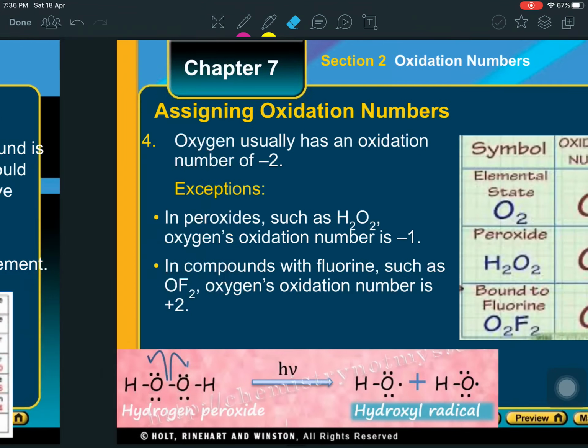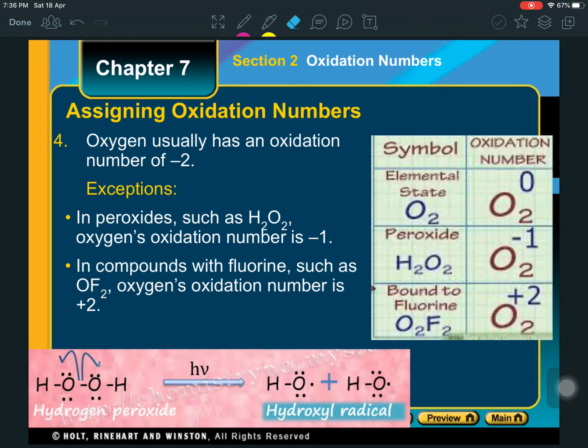All right, so now we get into oxygen. There are several rules, but as soon as you see an oxygen in a compound, you can just come back to this slide and assess the situation that you're dealing with. As a general rule, oxygen is almost always going to have a charge of -2.